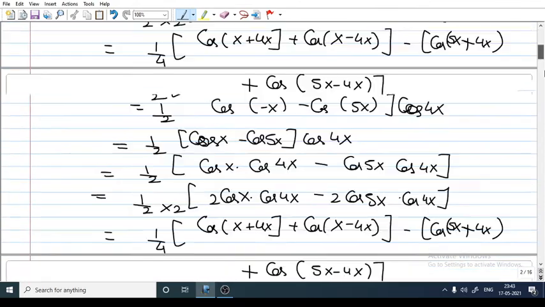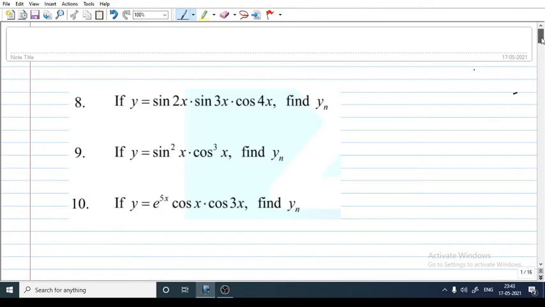So we are going to move on to the next question, which is probably the last question, the 10th question. This question says if y equals e power 5x cos x dot cos 3x, how are you going to solve this? One thing you can clearly make out is that here we will not apply the general cos(ax plus b) nth derivative formula.